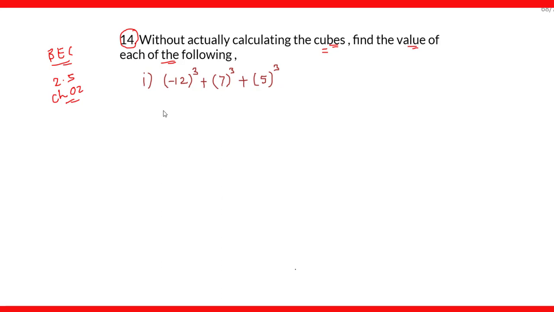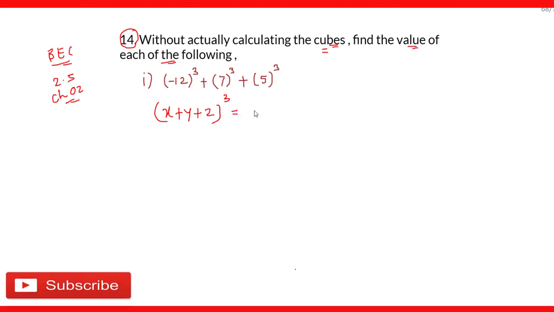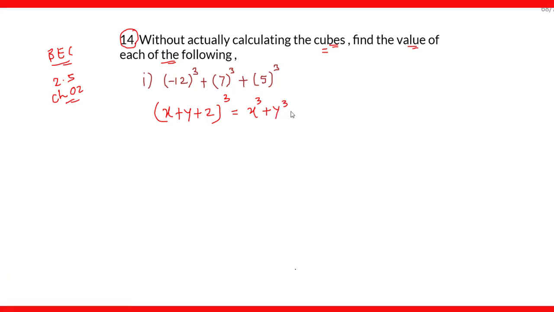We know one formula, that (x plus y plus z) whole cube is equal to x cube plus y cube plus z cube minus 3xyz. This formula we have studied in the previous episodes. But here, if the value of x plus y plus z, meaning the sum of all these three numbers, is 0, then what will happen? This part will also be equal to 0.